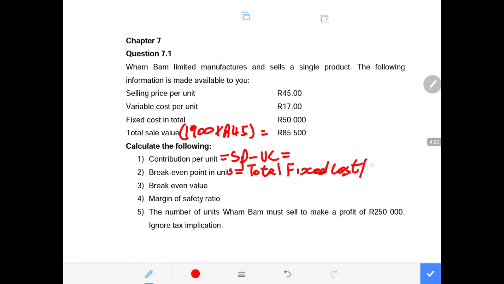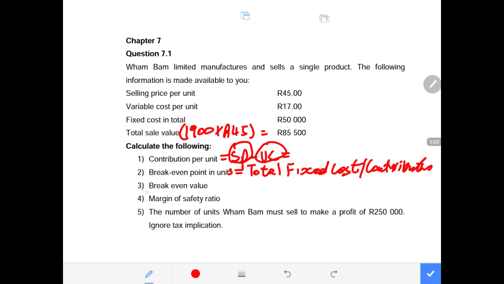Total fixed cost divided by contribution per unit. Remember, you would have calculated the contribution above by saying selling price per unit minus all the variable costs per unit. So we take that contribution per unit, we divide it into our total fixed cost in order for us to get to the number of units that must be sold in order for the company to be at the break-even point, or in order for the company to make no profit or no loss.